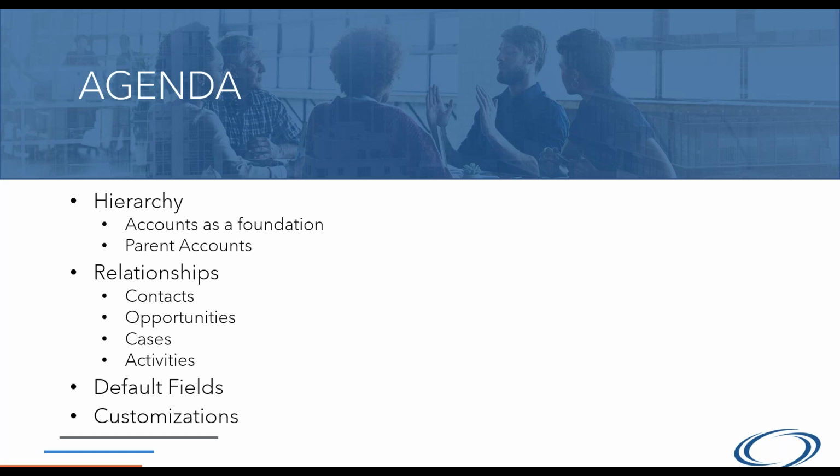We're going to talk about the whole overall hierarchy with accounts and how they serve as a foundation within the CRM. We're going to talk about parent and child accounts, the relationships that accounts have with other entities, specifically these four that we're going to touch on. We're going to look at some of the default fields that are available out of the box, and then we're just going to talk about customization capability. So let's go ahead and take a look at the CRM here.